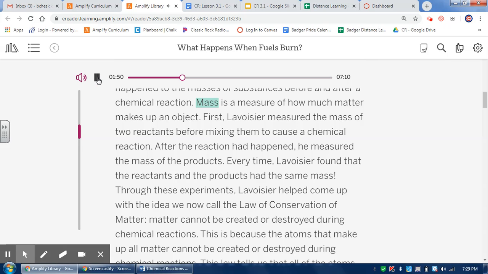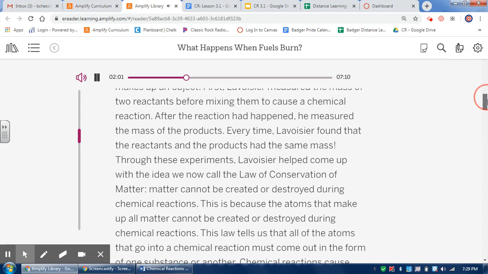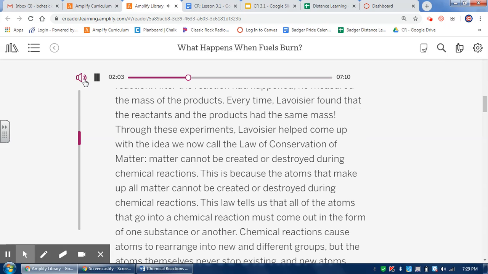First, Lavoisier measured the mass of two reactants before mixing them to cause a chemical reaction. After the reaction had happened, he measured the mass of the products. Every time, Lavoisier found that the reactants and the products had the same mass. Through these experiments, Lavoisier helped come up with the idea we now call the law of conservation of matter. Matter cannot be created or destroyed during chemical reactions.